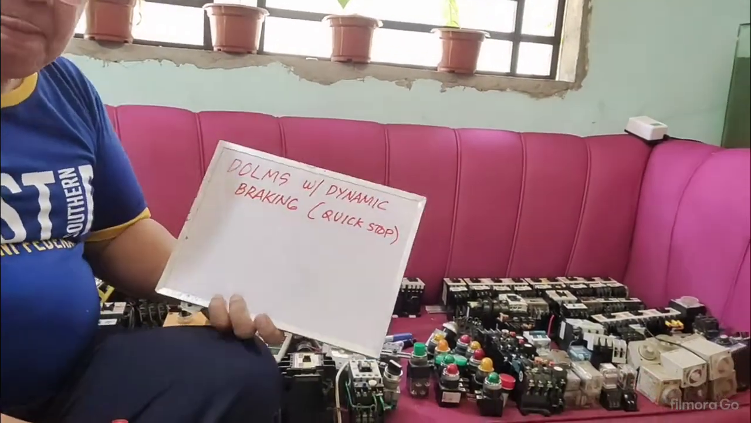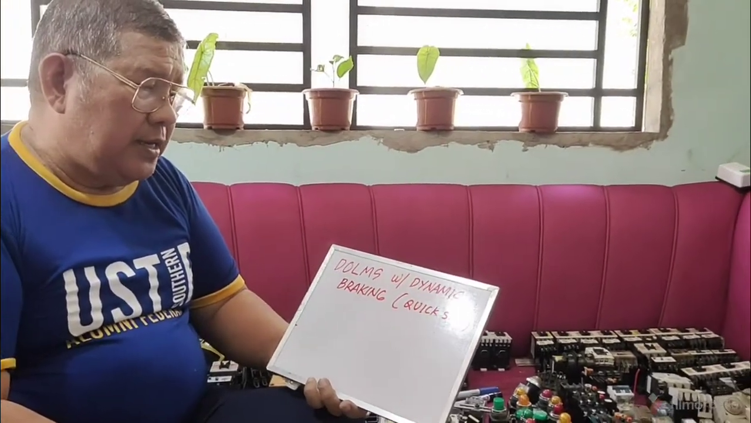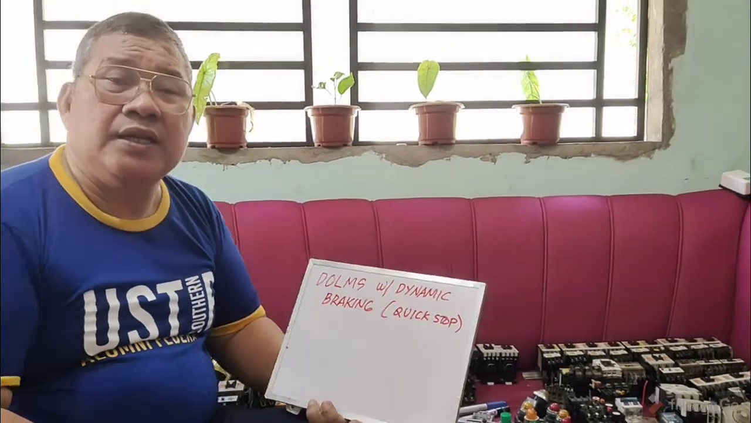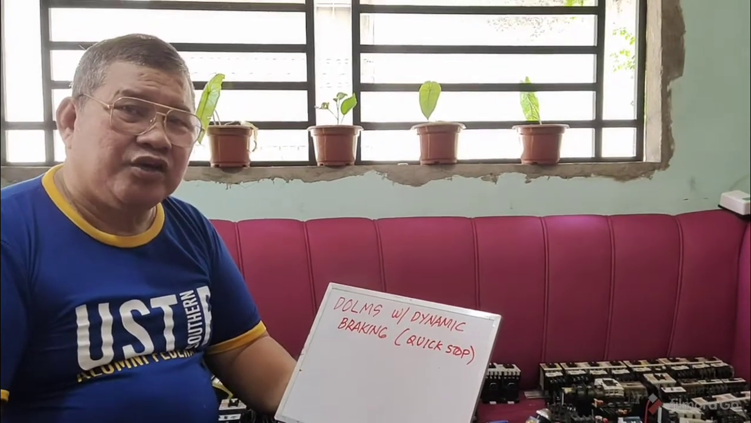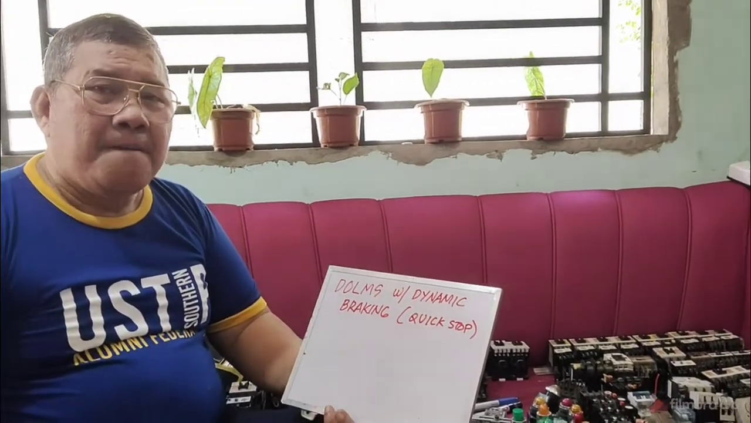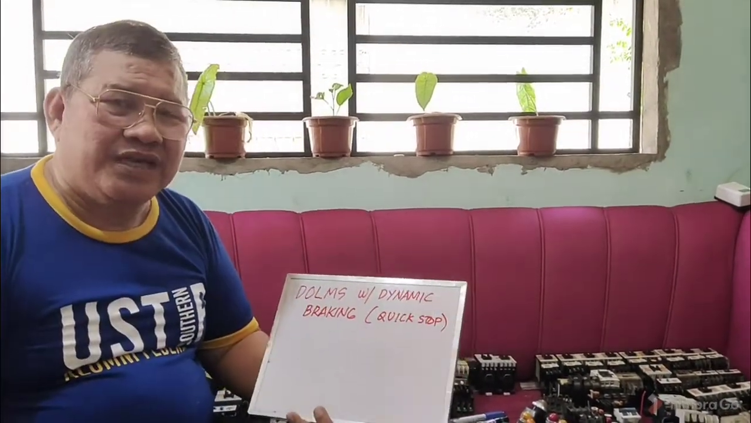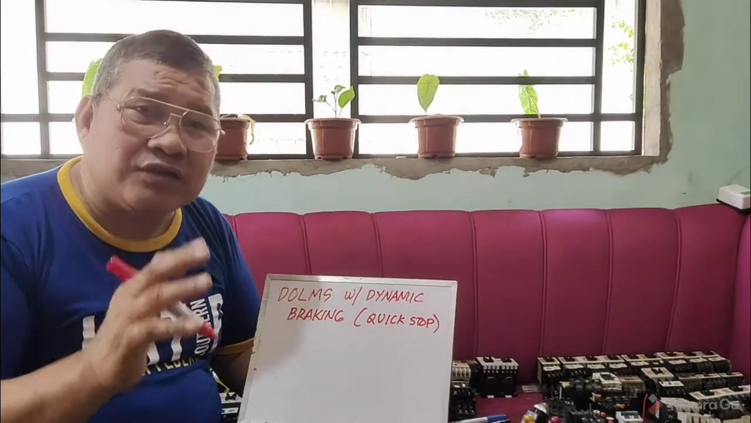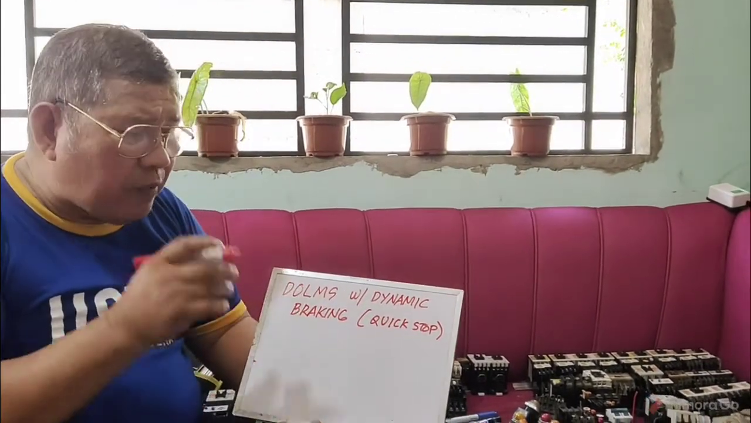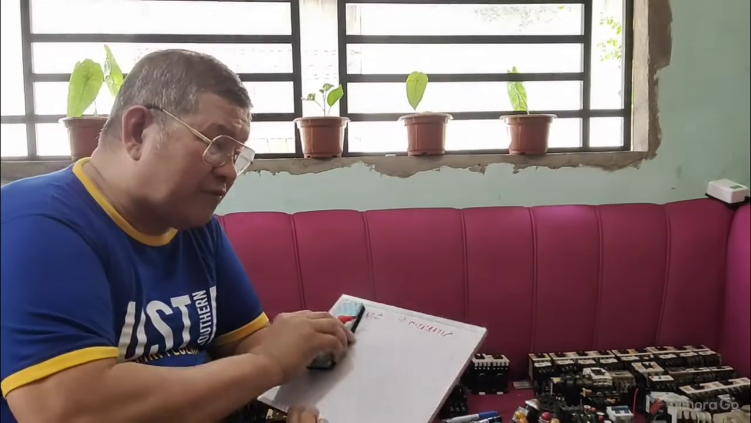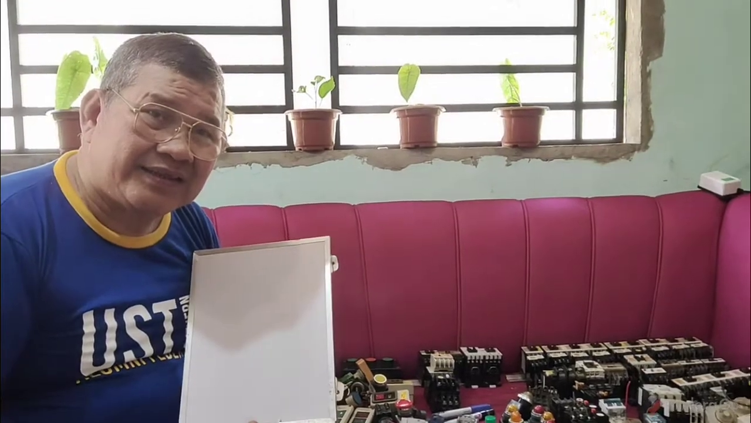Now, this time you will still use contactors, but this time you are going to use two contactors. These contactors are AC contactors. Remember, these are AC contactors. So the power circuit now is different from the previous one. So we have here the power circuit.